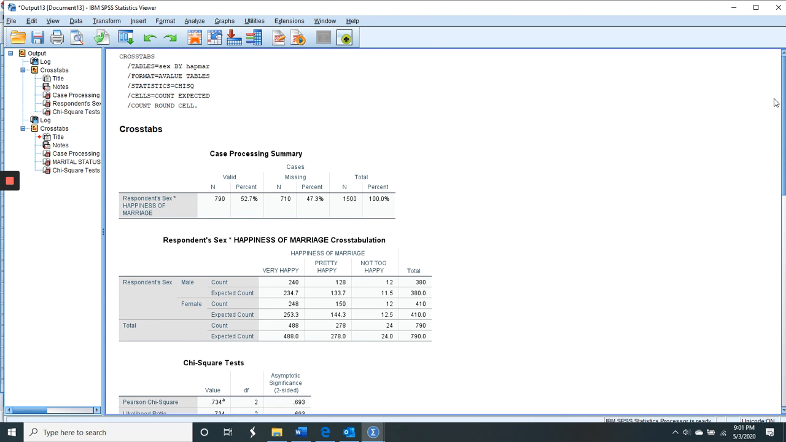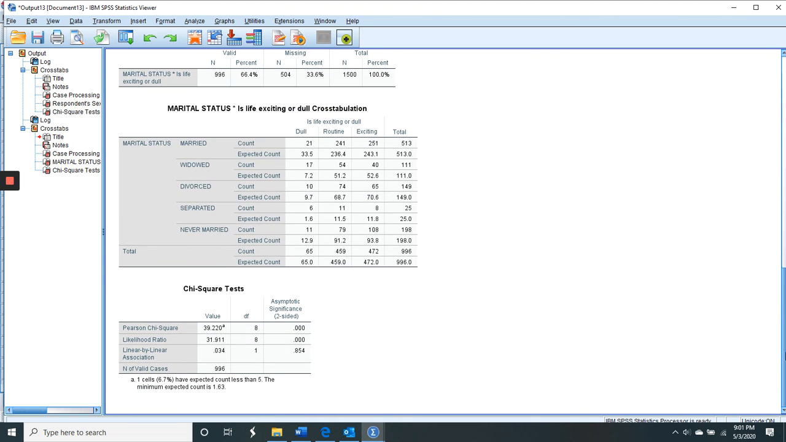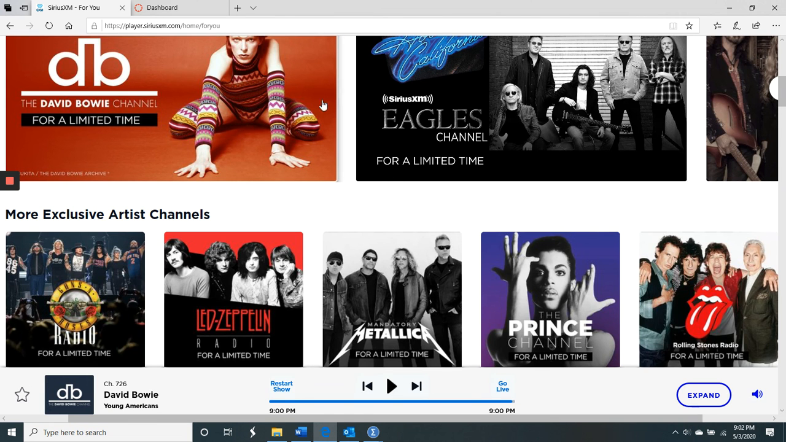And so here's our output. So this is looking at the marital status of being married, widowed, divorced, separated, never married, and whether that's related to how exciting you see life. Do you see life as dull, routine, or exciting? And so I'm going to post this output on Canvas, and you'll have to interpret them. So I will talk to you later.